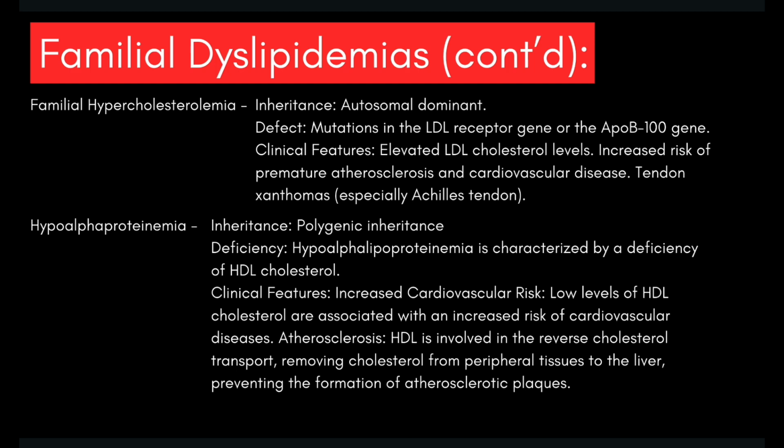Next we have hypoalphalipoproteinemia. This can be inherited in a multiple variety of ways. It's polygenically inherited, so there's no set way it can be inherited. The main defect seen here is deficiency of HDL cholesterol. Clinical features seen are increased cardiovascular risk. Low levels of HDL cholesterol are associated with an increased risk of cardiovascular disease. Next, we have atherosclerosis. HDL is involved in reverse cholesterol transport, removing cholesterol from peripheral tissues to the liver, preventing the formation of atherosclerotic plaques.